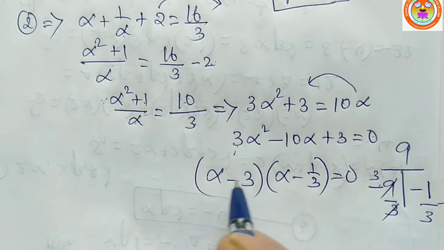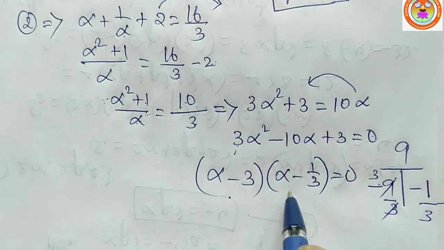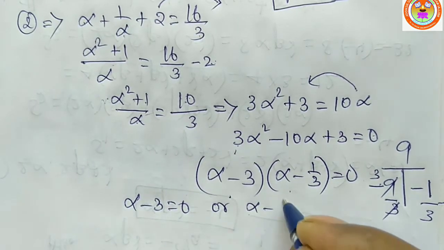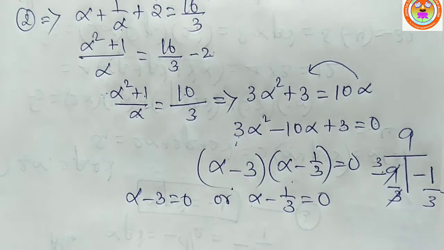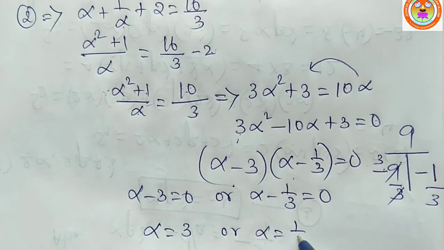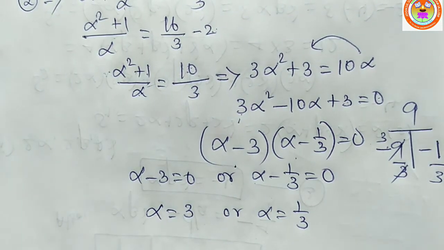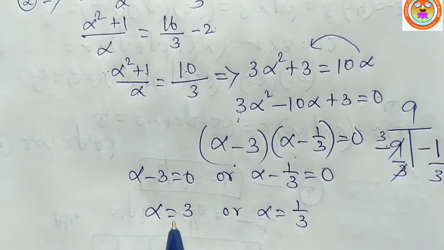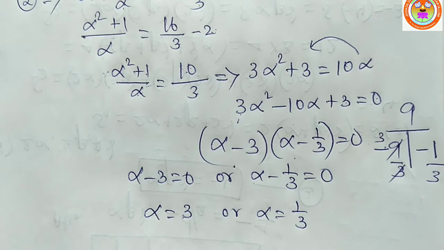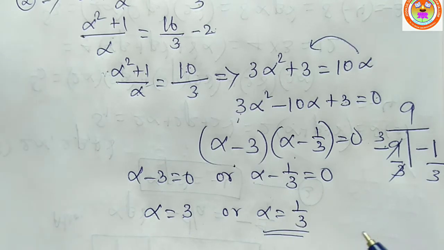So product of two roots is 0 means either the first one is equal to 0 or the second one is equal to 0. That means alpha minus 3 is equal to 0 or alpha minus 1 by 3 is equal to 0. Therefore, we are getting alpha value as 3 or alpha value as 1 by 3. So if we take alpha is equal to 3, what is 1 by alpha? 1 by 3. So anyhow, we are getting alpha, one is 3, another one is 1 by 3. Suppose if we consider this alpha as 1 by 3 means 1 by alpha is only 3.